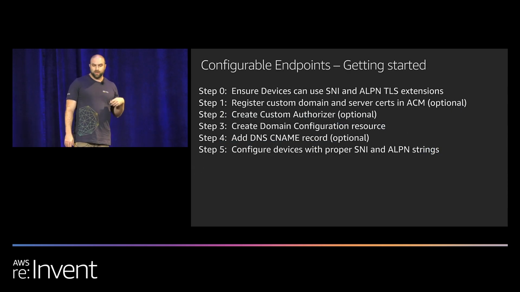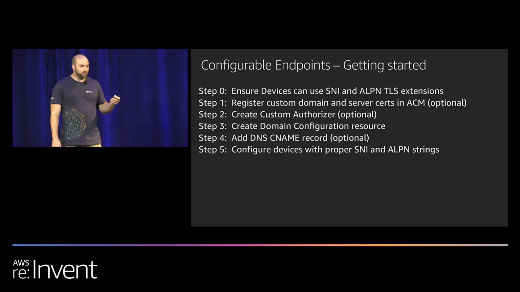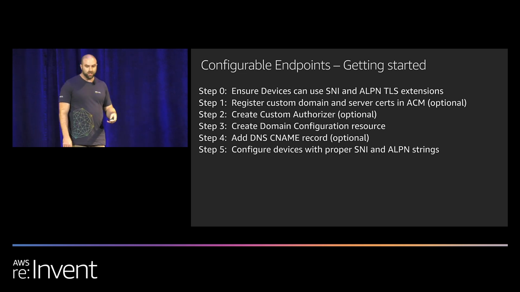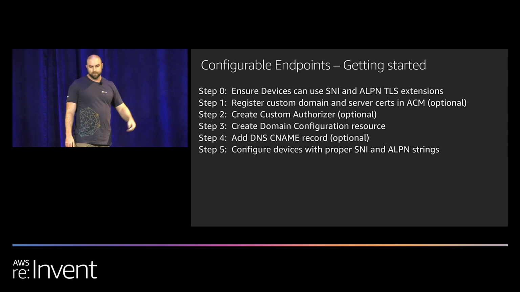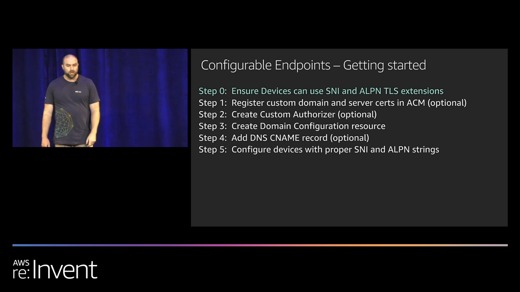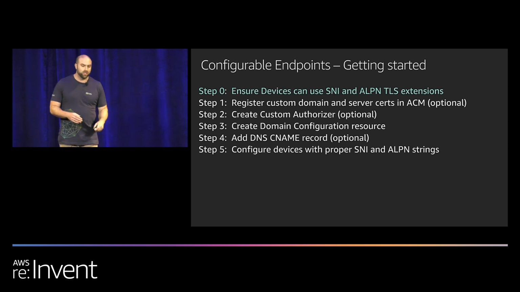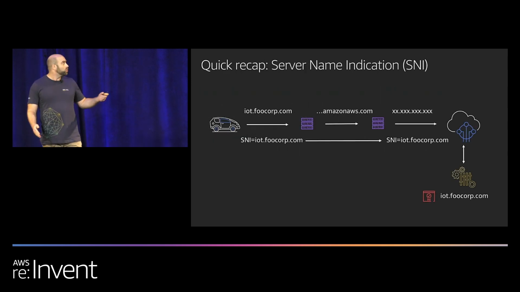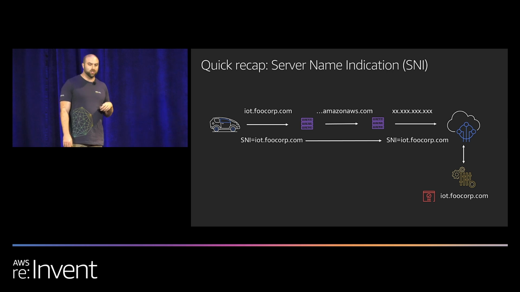So let's dive in a little bit to see how this works. There are only a couple of steps to set it up. It's pretty quick end-to-end, and we'll go through each of these steps. The first step is to ensure that your devices are capable of using the requisite TLS extensions to communicate with a configurable endpoint. Namely, they'll need to use SNI, server name indication, and ALPN, application layer protocol negotiation, if you're using a custom authorizer. We'll have a quick recap of what these two extensions do.